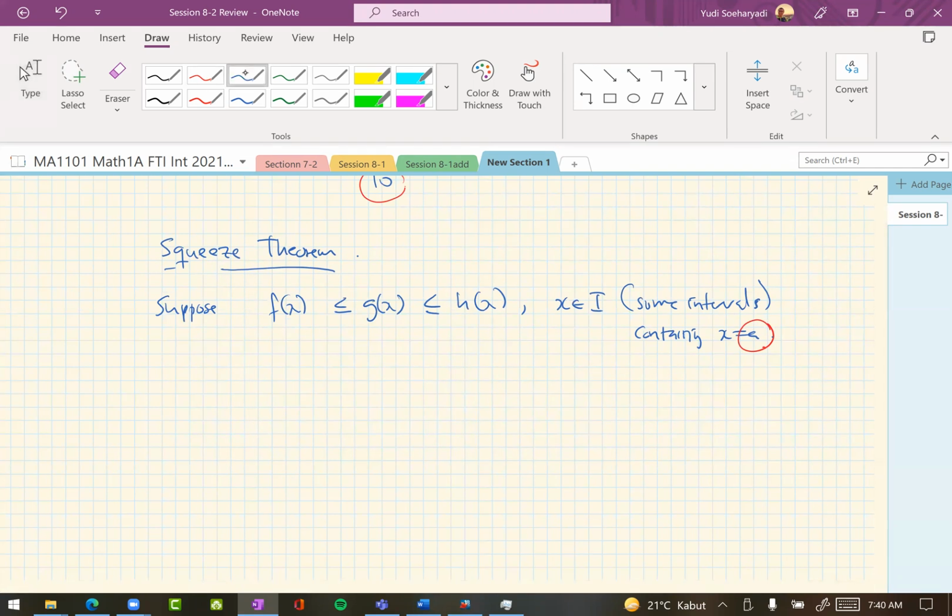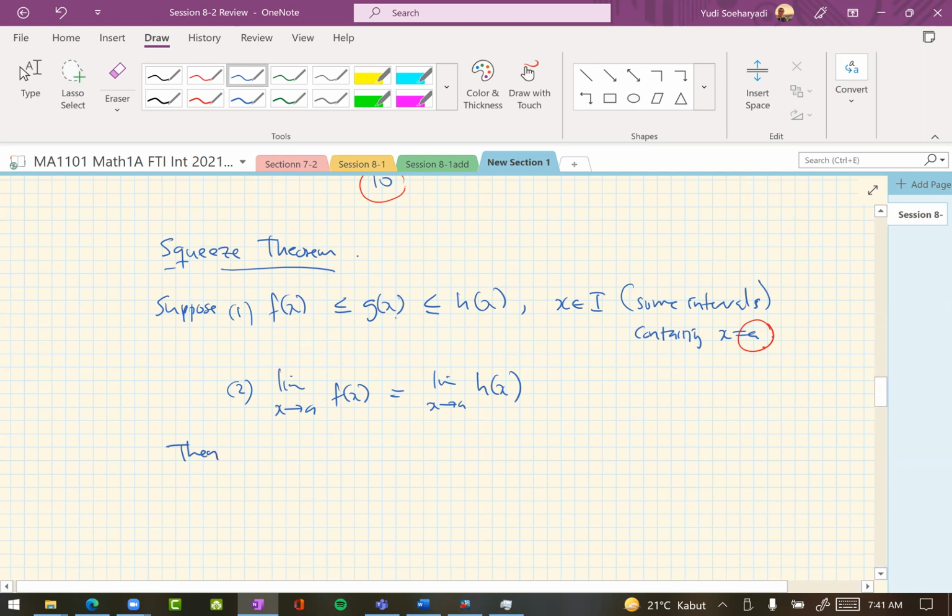Now, if that happens, and the squeezing functions are such that if you take the limit of the left and right, then they are equal, say this is L, they coincide. Then we can conclude that G must also have the limit L.